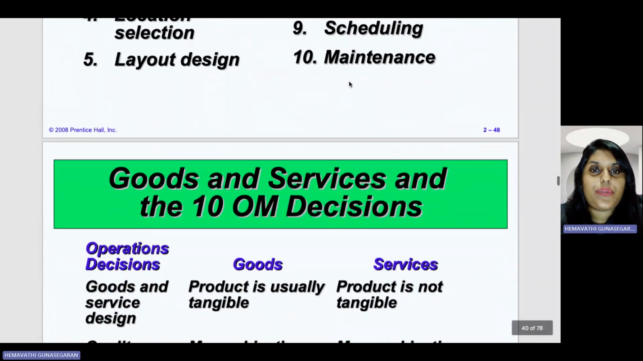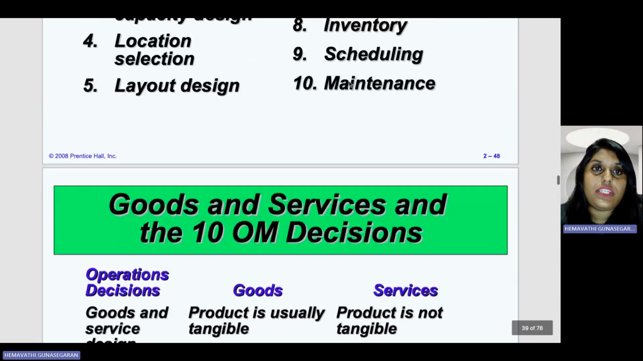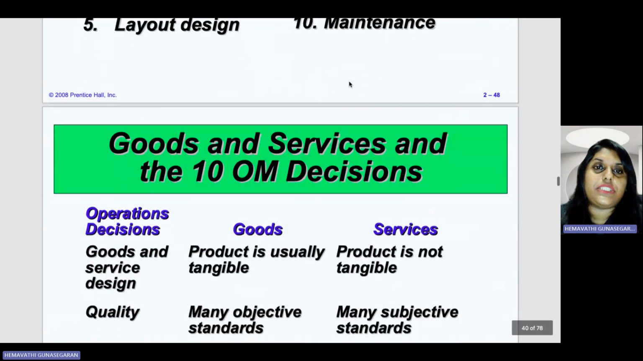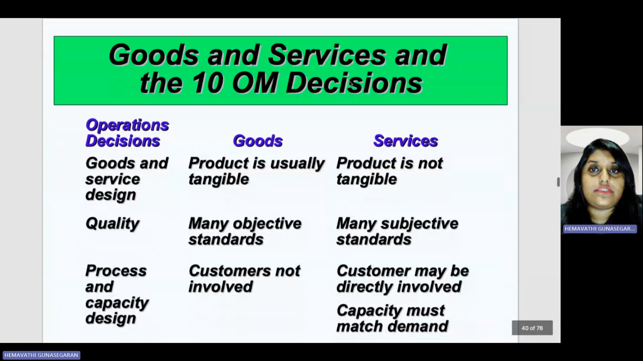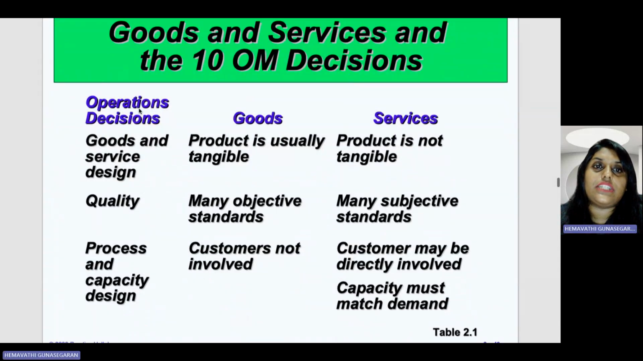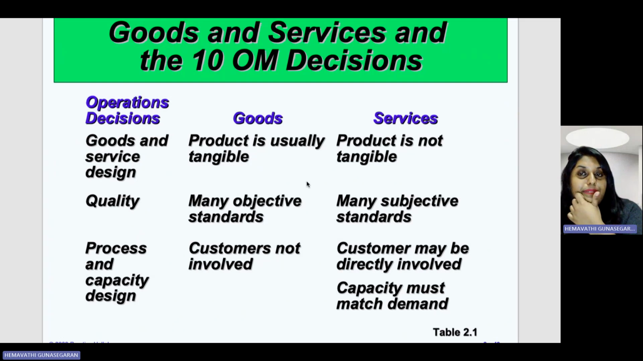Okay, now we are going to look at each and every part of the strategic operation management decision. The first one is goods and services. Okay, operations decision, goods and services, quality, process, and capacity design. Product is usually tangible, service is not tangible. And these are the differences in terms of goods and services. Quality: many objective standards, many subjective standards, right? When you speak about goods, you can evaluate it based on objective standards. You can tell that, okay, this quality is good, the design is good, the material is accurate and all that.